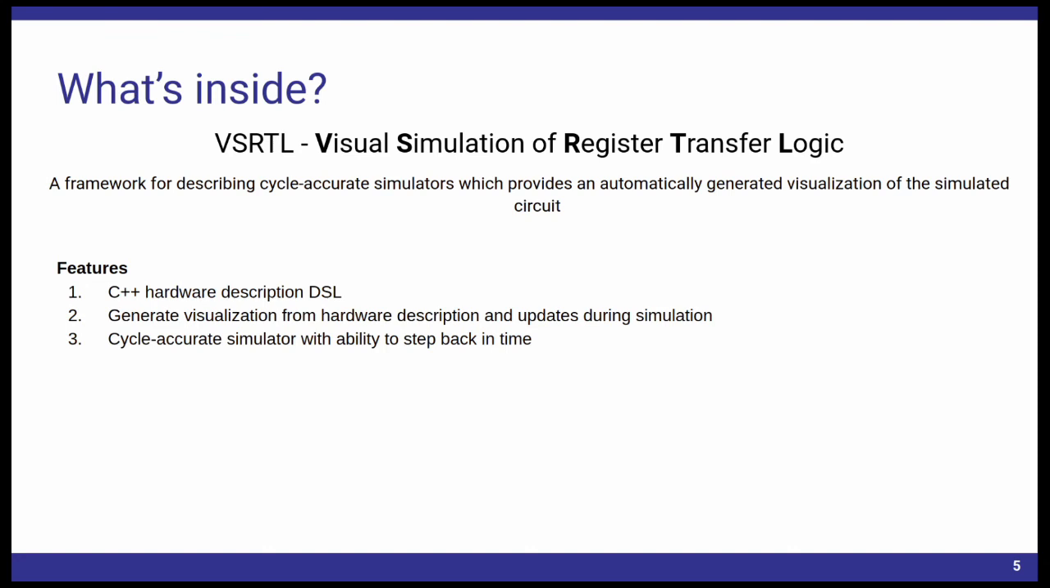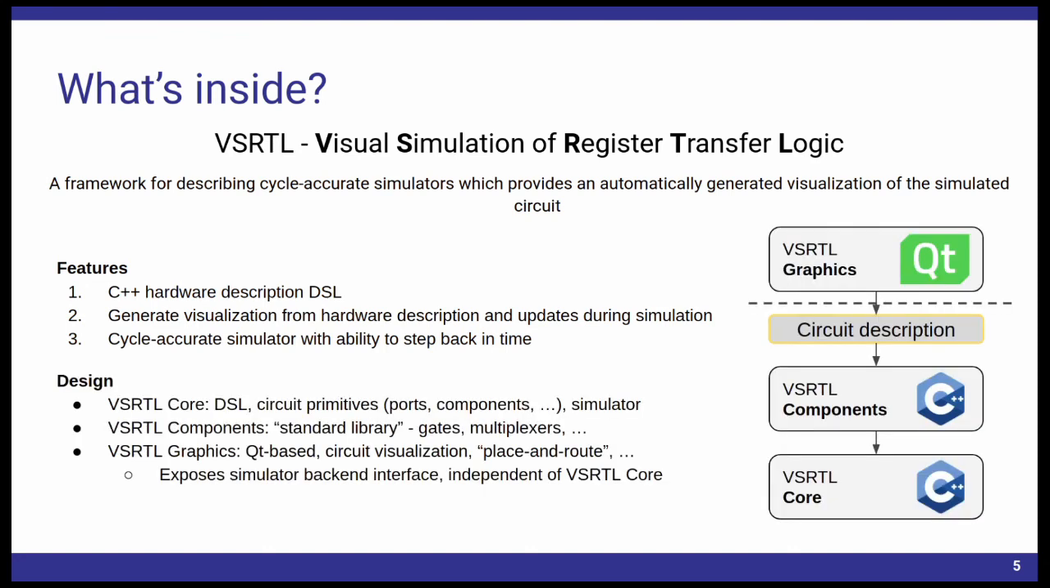In terms of the library itself, it's split into three parts: VSRTL Core, Components, and Graphics. VSRTL Core contains the DSL as well as circuit primitives such as ports and components, and it's also here where all of the simulator logic resides. On top of this is a small standard library, VSRTL Components, which implements things such as multiplexers and logic gates. The actual circuit description itself is based only on the core and components libraries. This means that the circuit model is fully independent of anything related to visualization and allows for the circuit to be compiled as a standalone program that can then be executed through the command line.